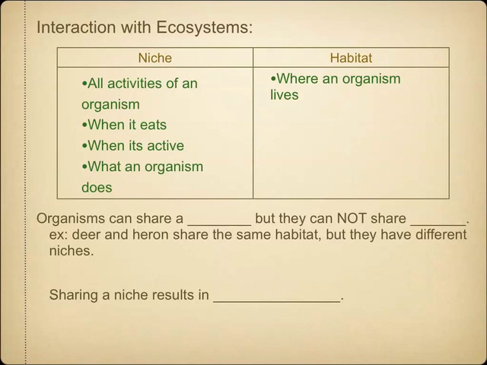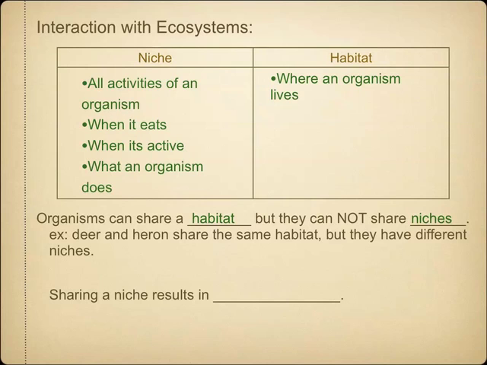So they live in the same habitat as the white-tailed deer, but they don't have the same niche, obviously. They both do different things. They have different food sources and so on. So organisms often share a habitat, but usually they don't share the same niche. What if they did?